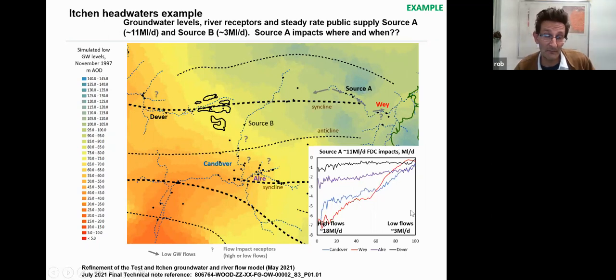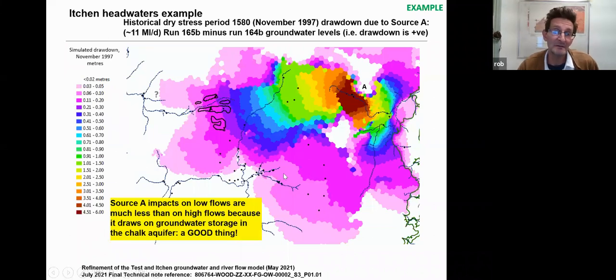You add them all up, and you find again that if you were to switch this source off, as is indeed suggested, as we'll see in a minute, then you get 3 megalitres a day back at low flows overall and 18 at high flows. So you might not notice it that much, to be honest. The reason for that is because, when you look at drawdown, this is a source that develops drawdown in the summer. And that's a good thing.